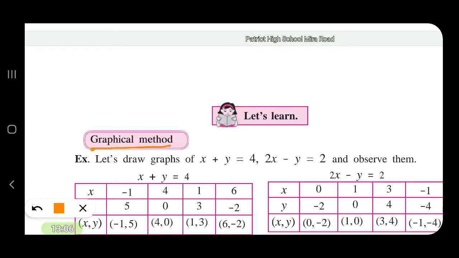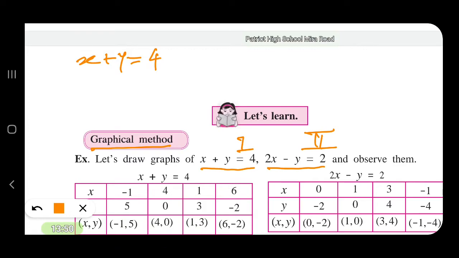Graphical method. Let's draw graphs of the simultaneous equations. These are the two simultaneous equations, equation number 1 and equation number 2. Now we are going to use the graphical method, and for that purpose, suppose we have x plus y is equal to 4. This is the first equation. Let us find the ordered pairs for this equation. Suppose we take x is equal to 0. For x is equal to 0, y will be equal to 4.